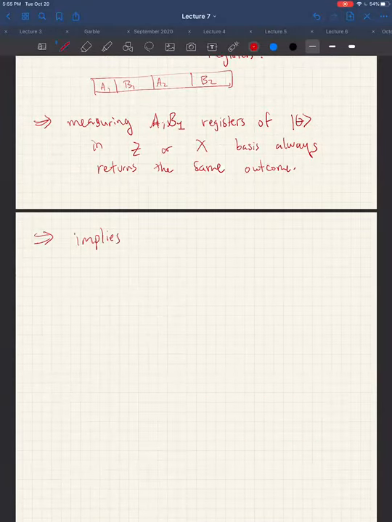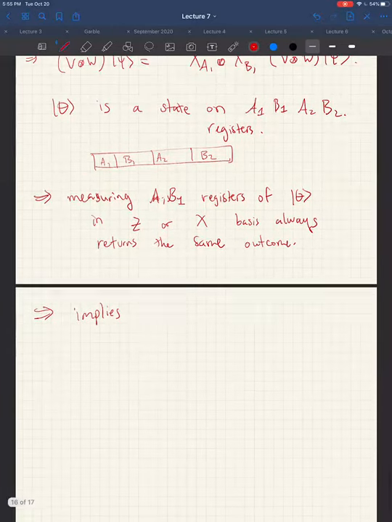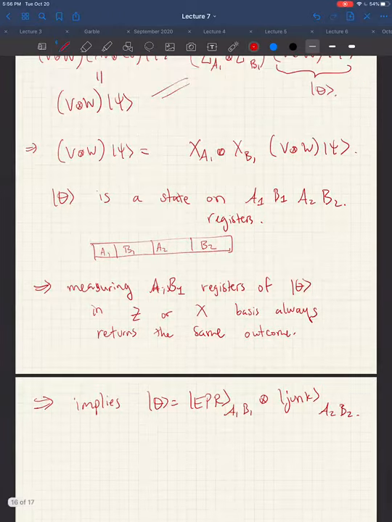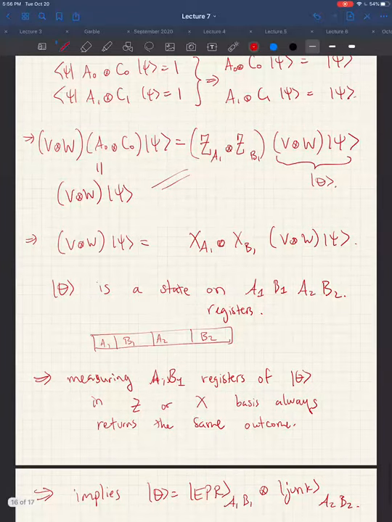So what does this imply? EPR. Exactly. It implies that in the A1 and B1 registers, it has to be an EPR pair. It can't be anything else. Right. And that's it. I mean, we've basically proved the rigidity statement. We have this local basis change. It gets us the Z and X operators, and we found, extracted the EPR state.